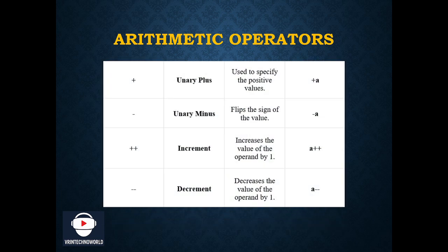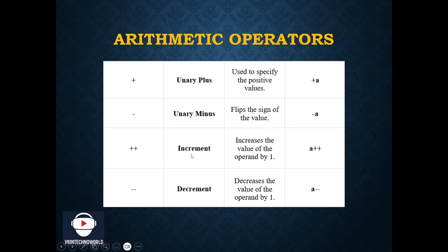Now, some more arithmetic operators. Unary plus is used to specify positive values, to demonstrate that this is a positive value, so for that purpose we put the plus sign with the value. Unary minus flips the sign of the value, meaning if it is positive, then the minus sign represents that the value is negative.